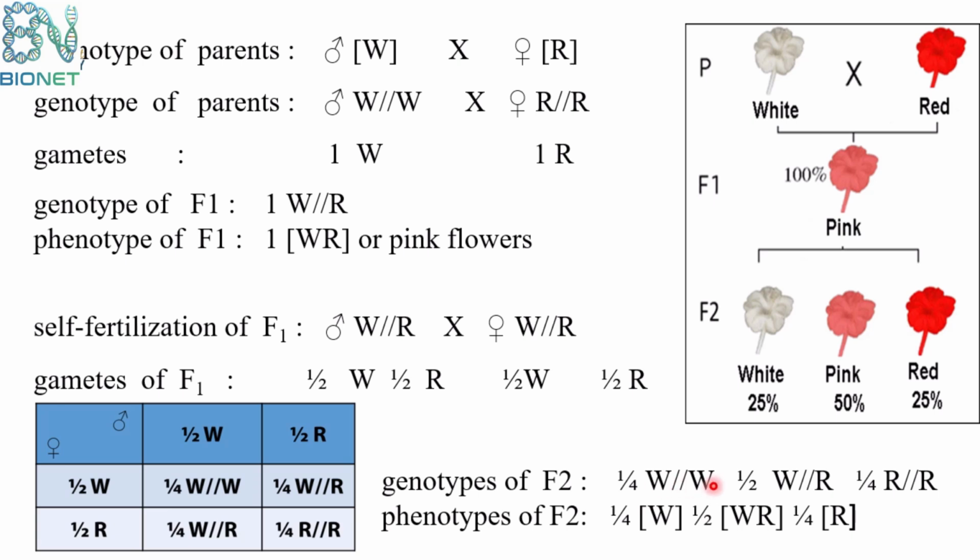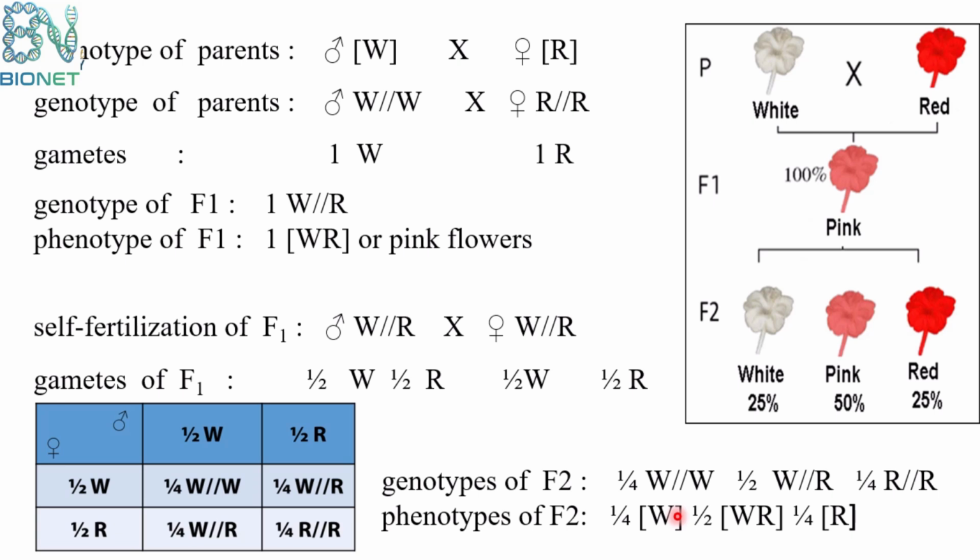Here, each genotype gives a phenotype. WW gives the white color, WR gives the pink color, and RR gives the red color. Whereas in the case of dominance, the individuals having the dominant allele, one copy or two copies, have the same phenotype, which is the dominant phenotype. But here in the case of incomplete dominance, for each genotype there is one phenotype.